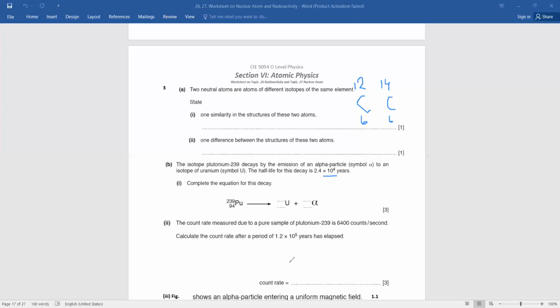Sir, we'll divide the years, right? Yeah. Then we get 5. So 12 divided by 2.4, if you do it, then it's coming five. How many half-lives are there? 5 half-lives. It's easy, right? Yeah, 5 half-lives. So the count rate at the beginning is 6400 counts. So after 5 half-lives, how is it coming? Can you write here 6400?